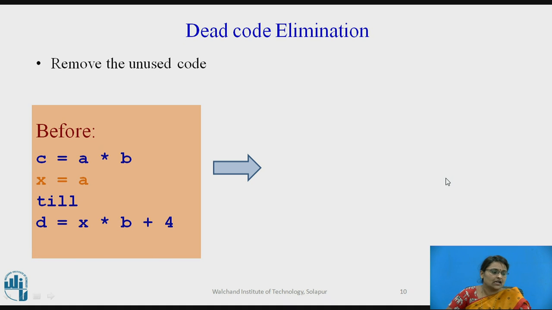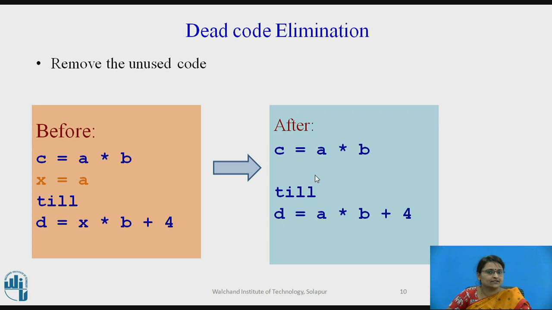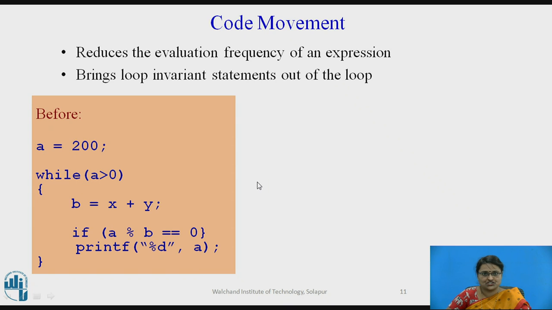What is there in this? Now let us see. This is a form of dead code elimination, where it removes the unused code. Earlier we saw that x equal to a is there, which is not used at all. So automatically that is removed in dead code elimination. So the code which is not used by a block of statements will be removed. That is called dead code elimination.